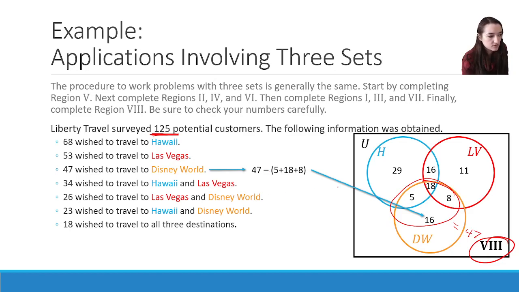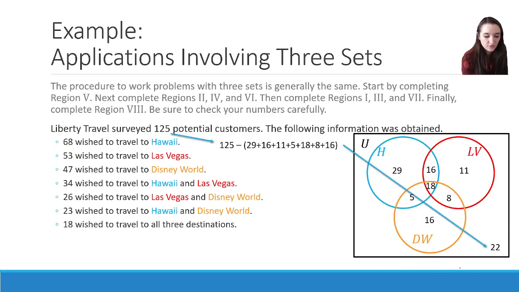To do that, we're going to take all of this and remove it from the 125 people to see what's left over. Don't take these numbers and remove them, because then you'll have a very negative number and that won't make any sense. We have to work from our Venn diagram. So 250 minus all of this, or not 250, I apologize, 125 minus all of that should give us 22. 125 minus all of these numbers added together equals 22.